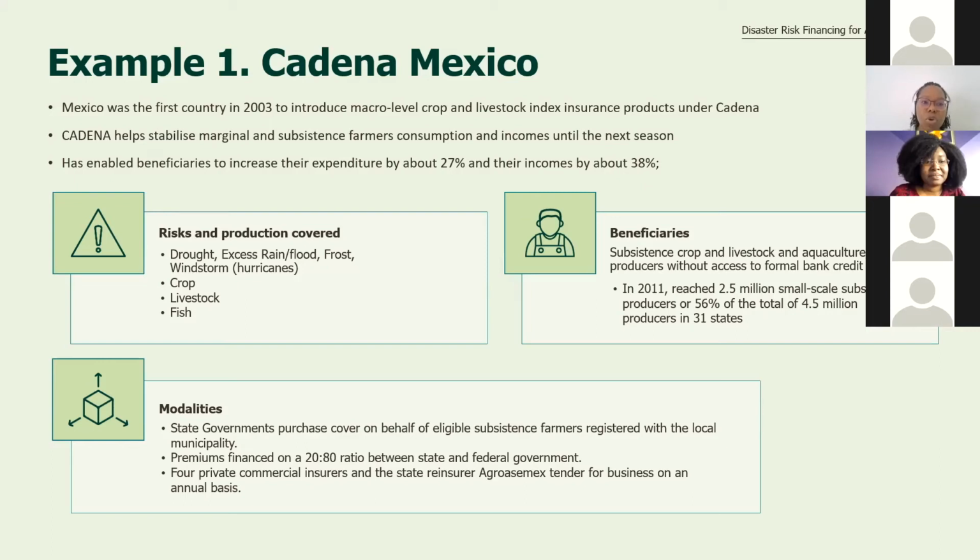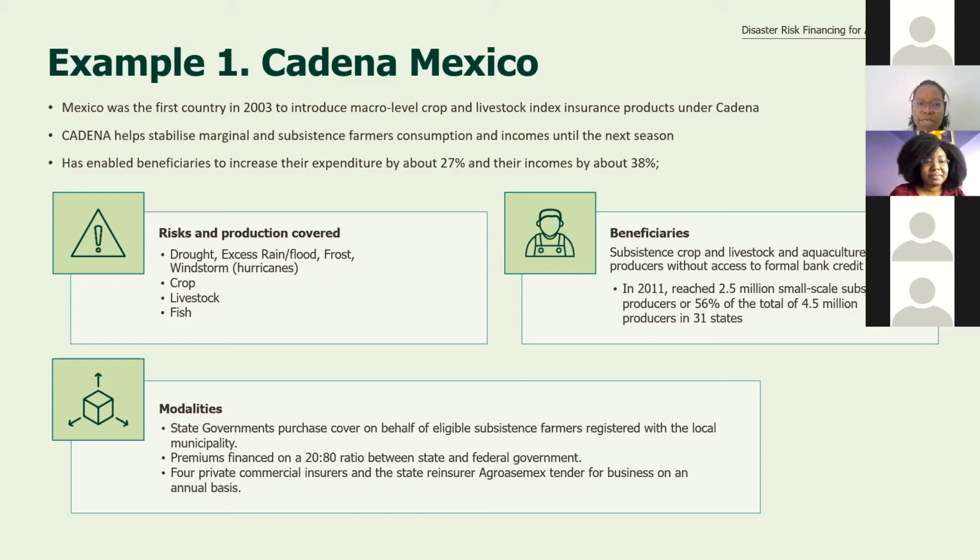One of the most notable impacts or achievements of the scheme is that it has enabled beneficiaries to increase their on-farm expenditure by about 27%. And it has enabled beneficiaries, farmers, etc., to increase their incomes by 38%. So we are seeing both ex-ante and ex-post benefits from the program. In terms of the risks that are covered, it's really climatic perils: drought, excessive rainfall and flood, frost and windstorm. It covers crops, livestock, and fisheries.